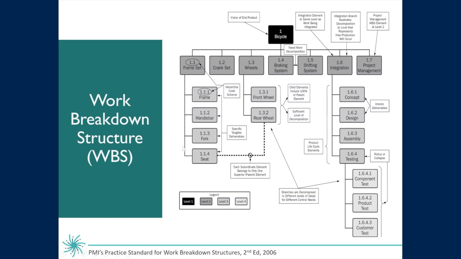Below the level 2, this would be level 3, and you can tell by the numbering system as well. So we have 1 for the bicycle, 1.1 for the frame set, 1.1.1 for the actual frame. You will see that under integration, we also go down to level 4, 1.6.4.1. The lowest level of your work breakdown structure is called the work package level. And this is where you'll want to focus on estimating time, cost, and resources.